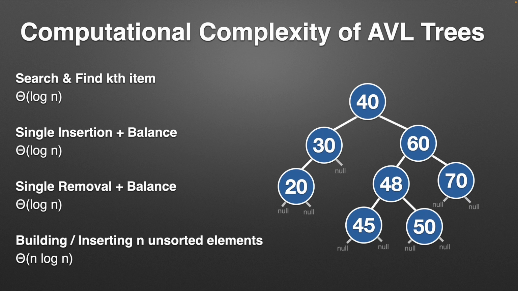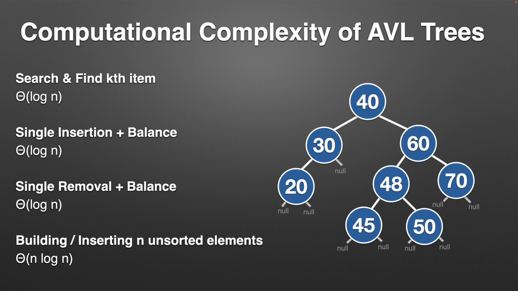You'll sometimes see h mentioned also, where h essentially equals log n. H is the height, roughly, of the tree. But log n is what we'll typically call it. Same thing for removal and balance, log n there.